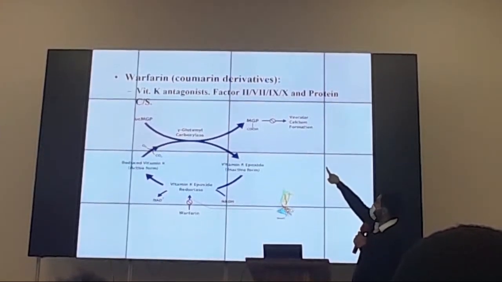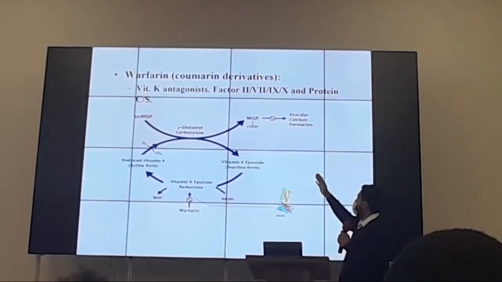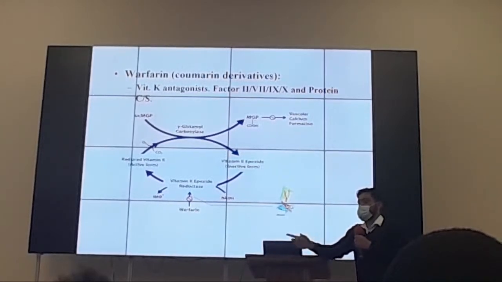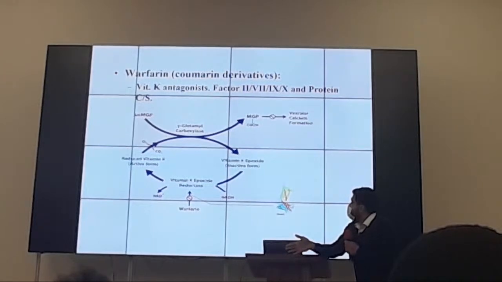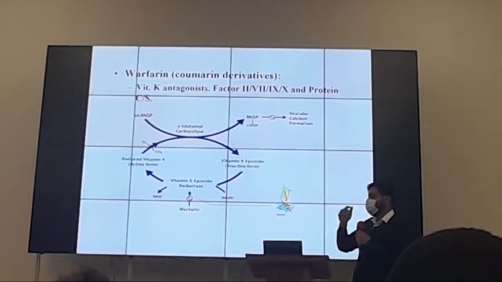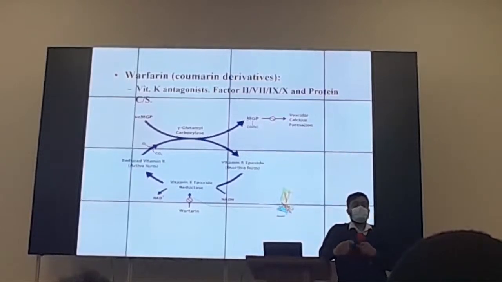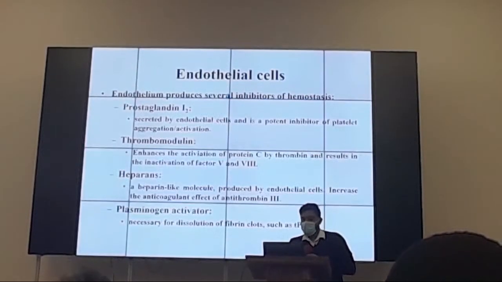And then you'll see that these clotting factors will be formed, but they will be inactive because they won't go through that final post-translational modification. Understood? Right. So when you give warfarin, it will then lead to the inactivity of factor 2, factor 7, 9, 10, as well as protein C and protein S. You must remember which are vitamin K dependent clotting factors.